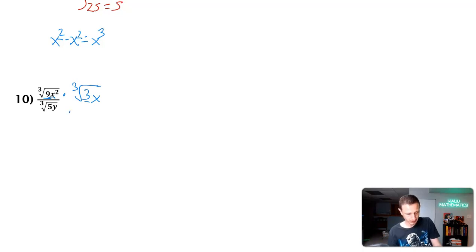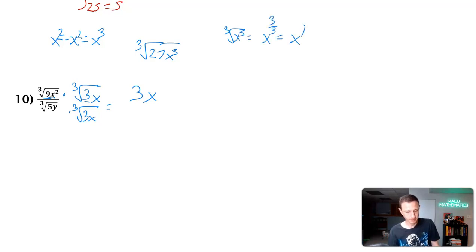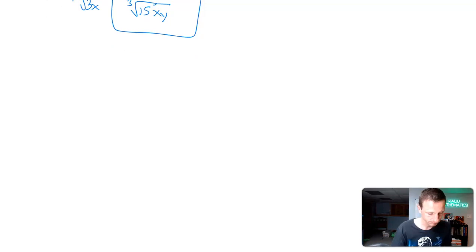What I do to the top, I do to the bottom, cube root of 3x. So on top, we get cube root of 27, right? 9 times 3 is 27, times x to the third, which is just 3x. Cube root of x to the third is x to the 3 over 3, which is x to the first. And on the bottom, I multiply by the cube root of 3x, and so we're going to have cube root of 15xy. And nothing can be simplified there.